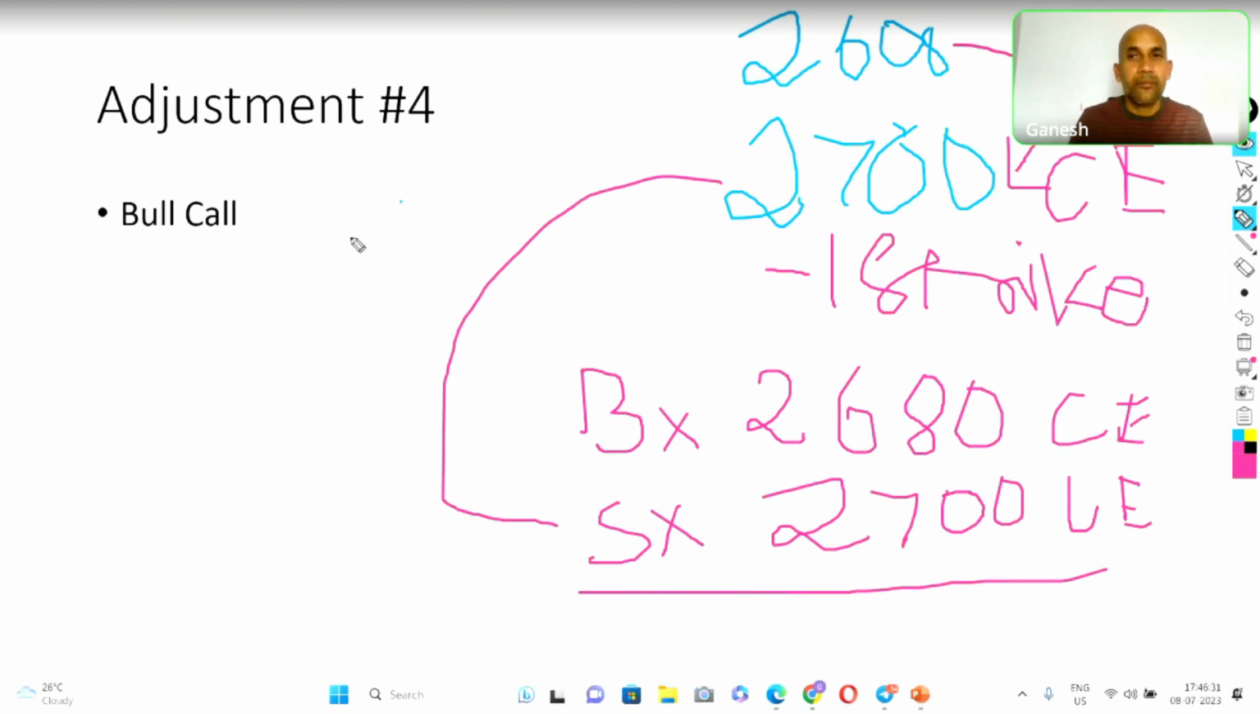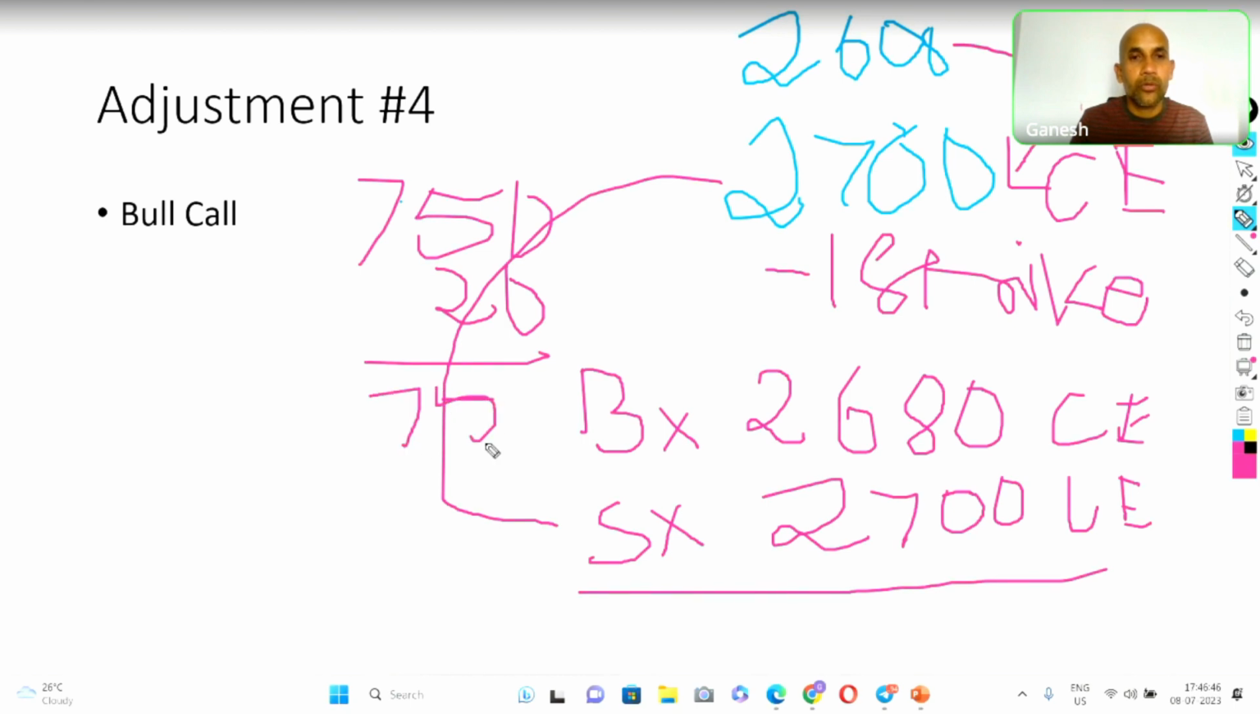Let's say 50 rupees premium you receive by selling 750. 750 is your premium. After selling, after this adjustment, you will get 20 rupees more. Your break even is 2770. This is the adjustment number 4. 2700. I'll erase. Let me erase this one.